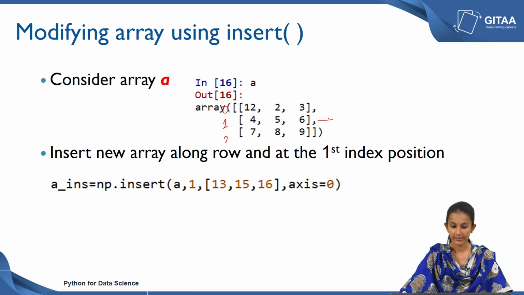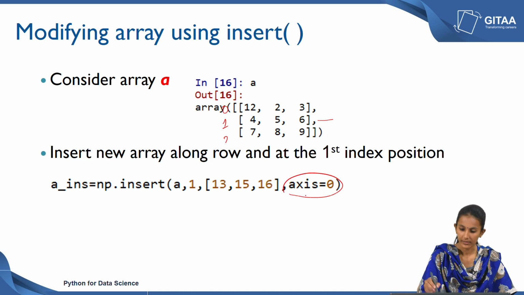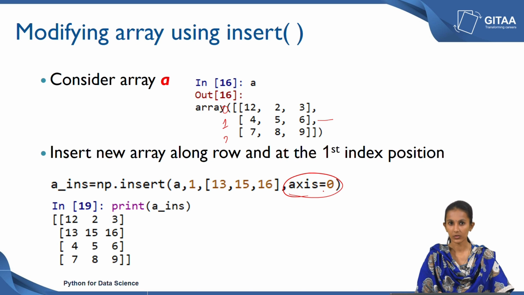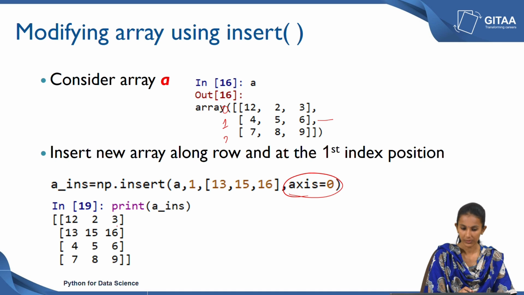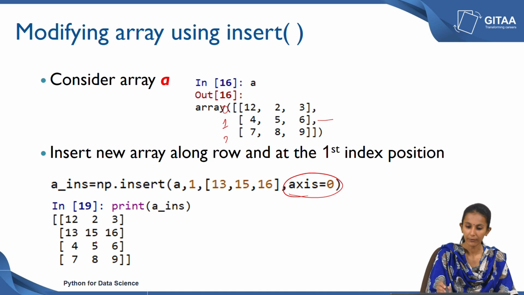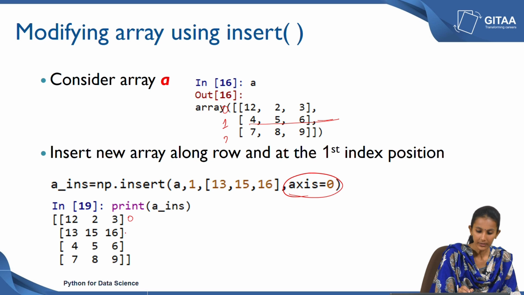So, np.insert, the existing array which is A, comma 1. You need to add at the index position 1 and the new values, which are 13, 15 and 16 along the row wise. So, axis is equal to 0. When you print A underscore ins, earlier we had 1, 2, 3 at the 0th index position and at the first index position we had 4, 5, 6. Now, at the first index position we are adding a new array 13, 15 and 16. So, now the index positions will be changing. It will be 0, 1, 2 and 3.